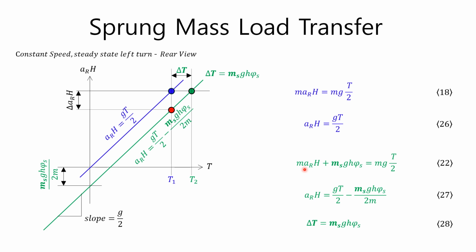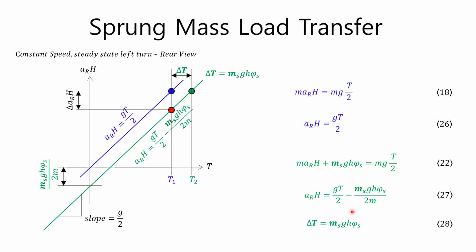Next, if equation 22 is rearranged in terms of ARH in the same way, we can obtain equation 27. If ARH is plotted on the vertical axis and track T is plotted on the horizontal axis, equation 27 can be represented by the green straight line in the figure. Once track T is determined, ARH that causes the rollover is determined and can be represented by the green dot in the figure. The slope of the green line in equation 27 is the same as that in equation 26, but it moves downward due to the vertical axis intercept of the second term.